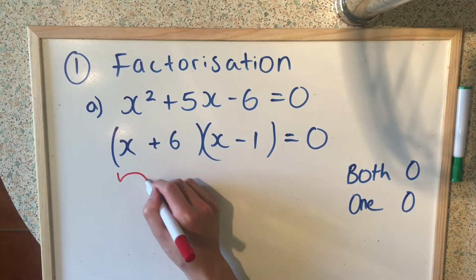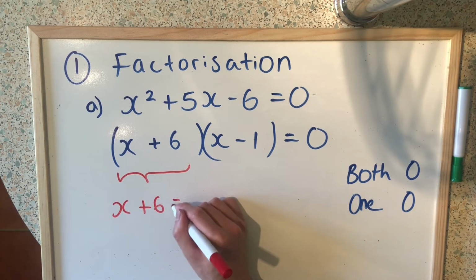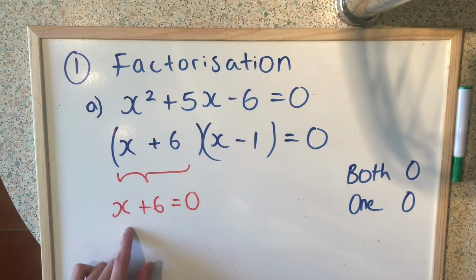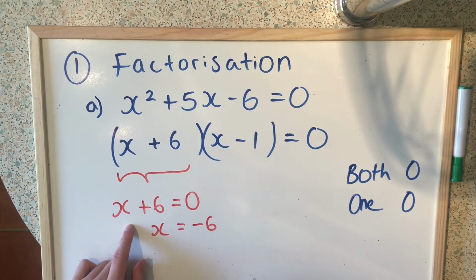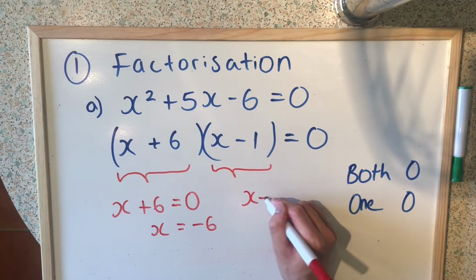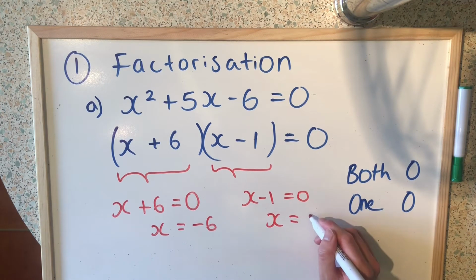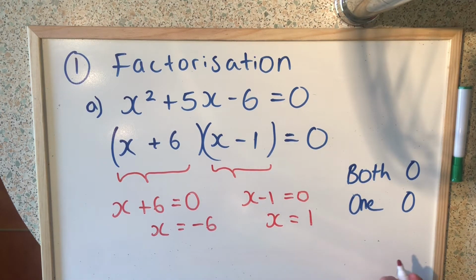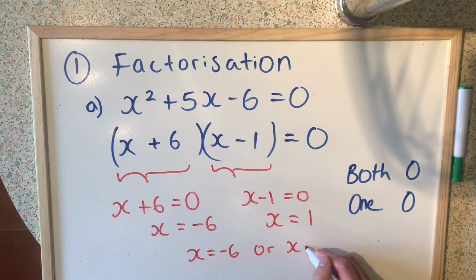So our first case is if this number is 0, so we've got x plus 6 is 0. Rearrange it, we take away 6 from both sides, x must be minus 6. The other case is if x minus 1 is 0. Add 1 to both sides, we have x is 1. And we've solved it. Our answer is x is equal to minus 6 or x is equal to 1. This is our answer.